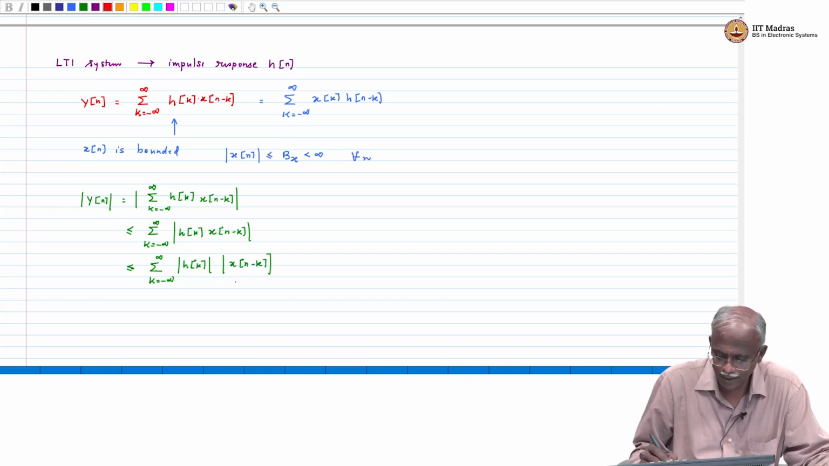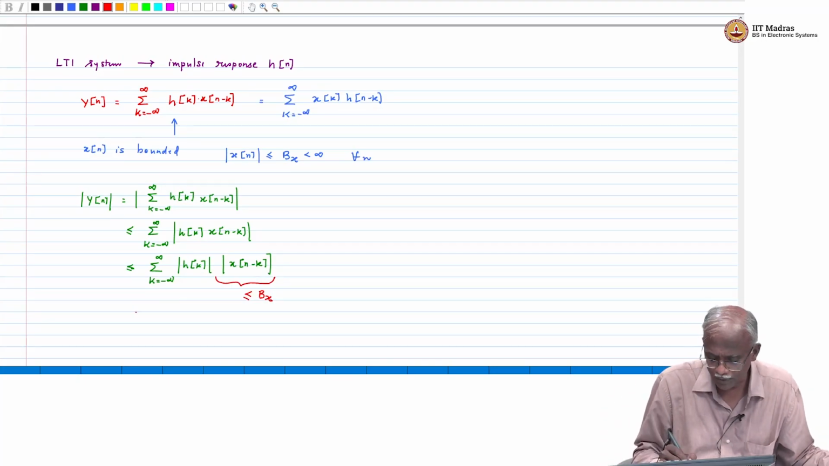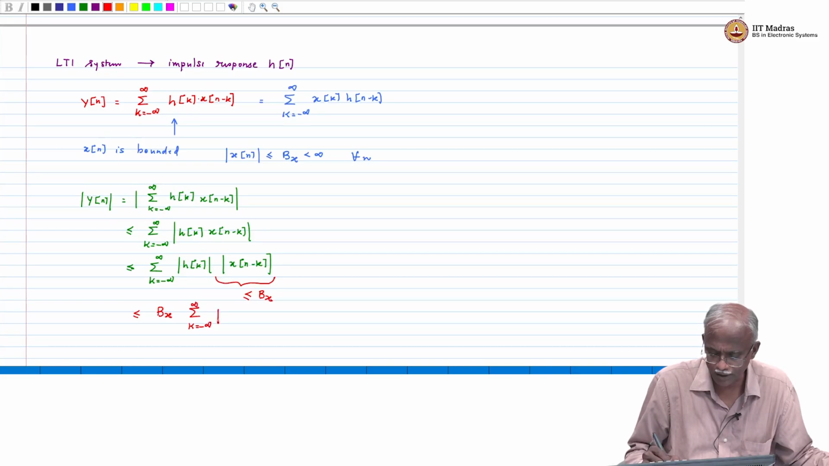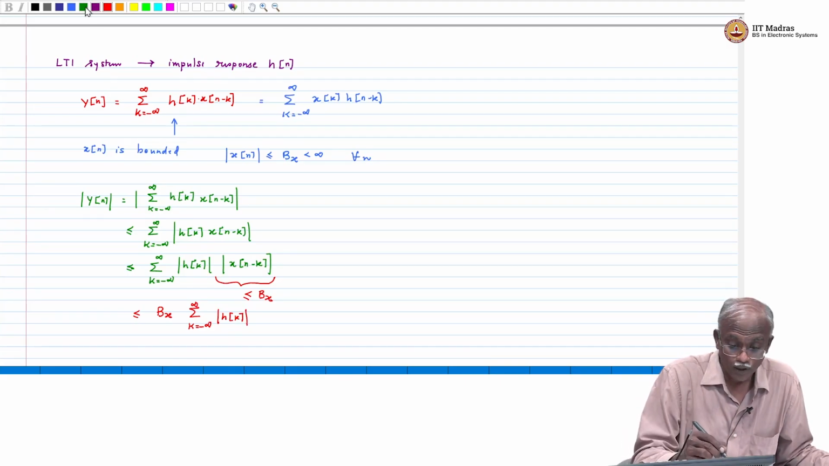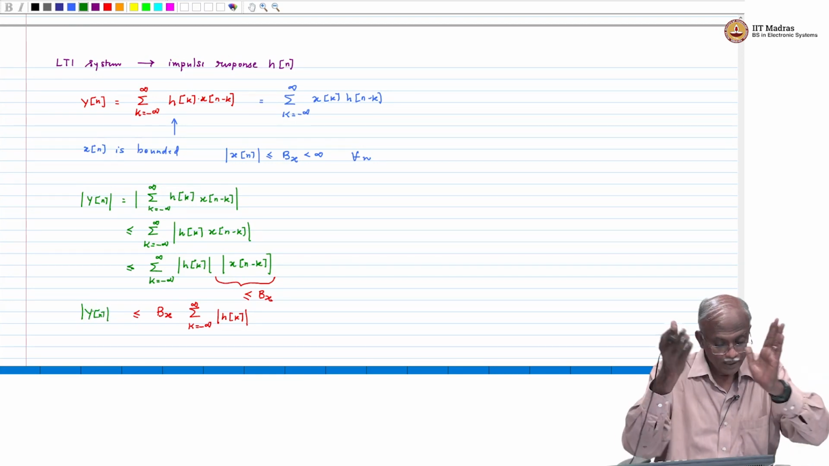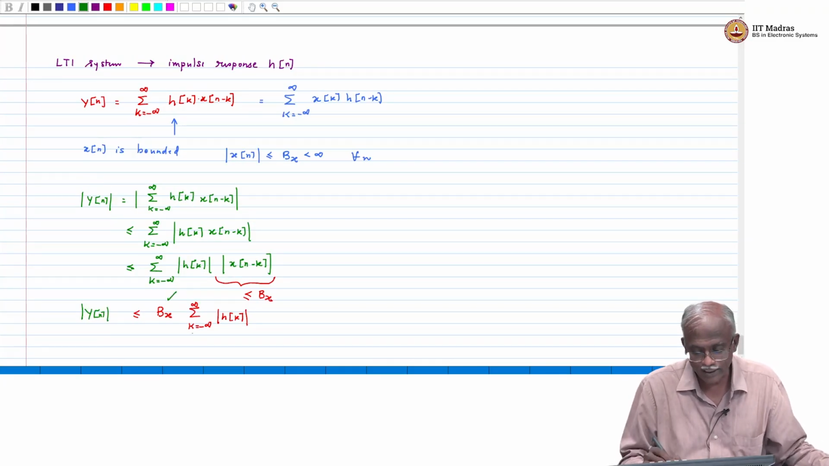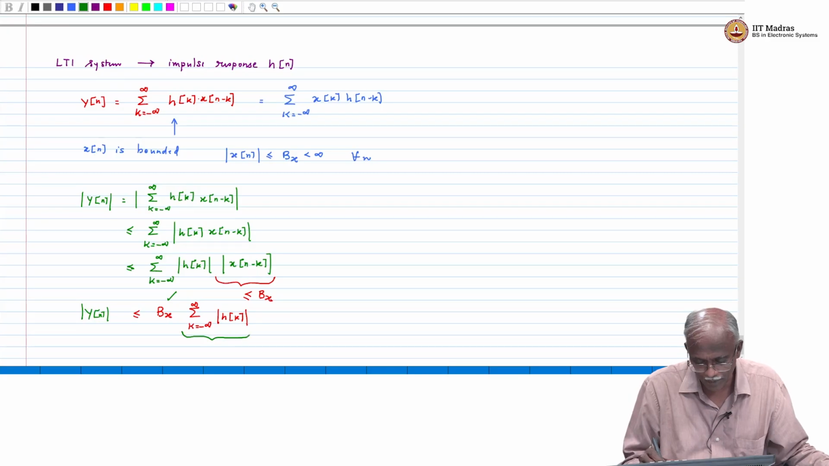And modulus of x of n minus k, because it is a bounded sequence, we know that this is always less than or equal to bx. So, substitute for that, pull bx outside, what you will get is this is less than or equal to bx summation k equal to minus infinity to infinity mod h of k. Now, if y of n has to be bounded, that means it must be less than some constant. B of x is already a constant. So, the only thing that needs to be a constant, that is bounded, is this.